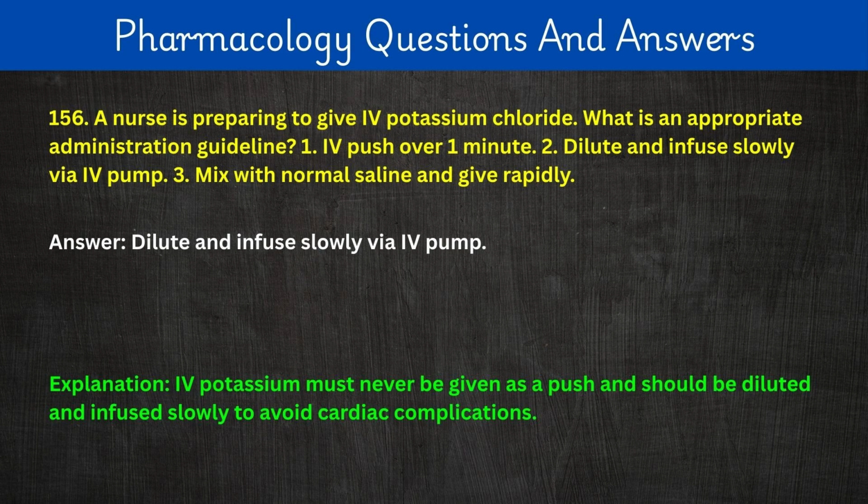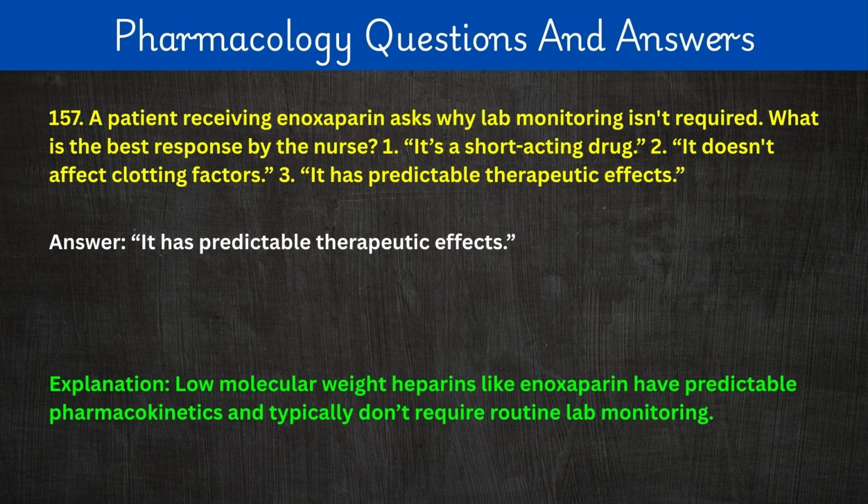156. A nurse is preparing to give IV potassium chloride. What is an appropriate administration guideline? 1. IV push over 1 minute. 2. Dilute and infuse slowly via IV pump. 3. Mix with normal saline and give rapidly. Answer: dilute and infuse slowly via IV pump. Explanation: IV potassium must never be given as a push and should be diluted and infused slowly to avoid cardiac complications.